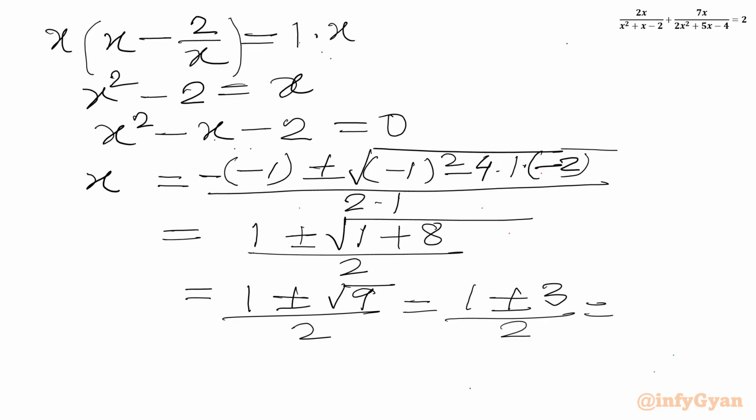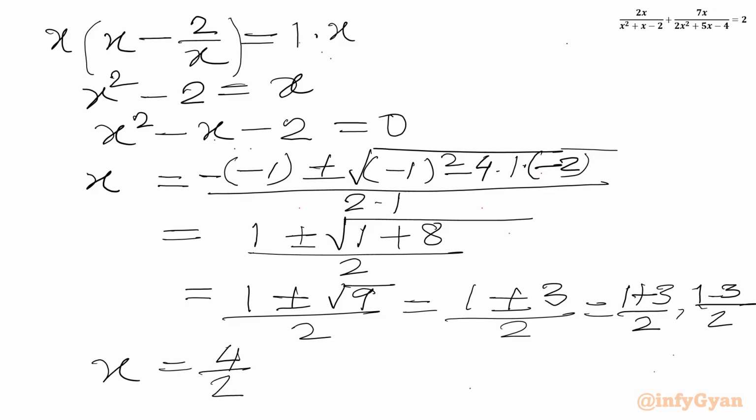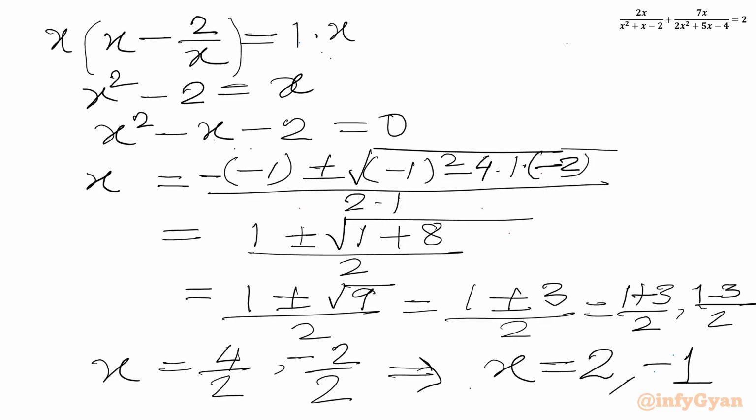So with plus sign I will be writing 1 plus 3 over 2. With minus sign in between I will write 1 minus 3 over 2. So we will get x equal to 4 over 2 or negative 2 over 2. So our conclusion will be x equal to 2 and x equal to negative 1. Two real solutions.